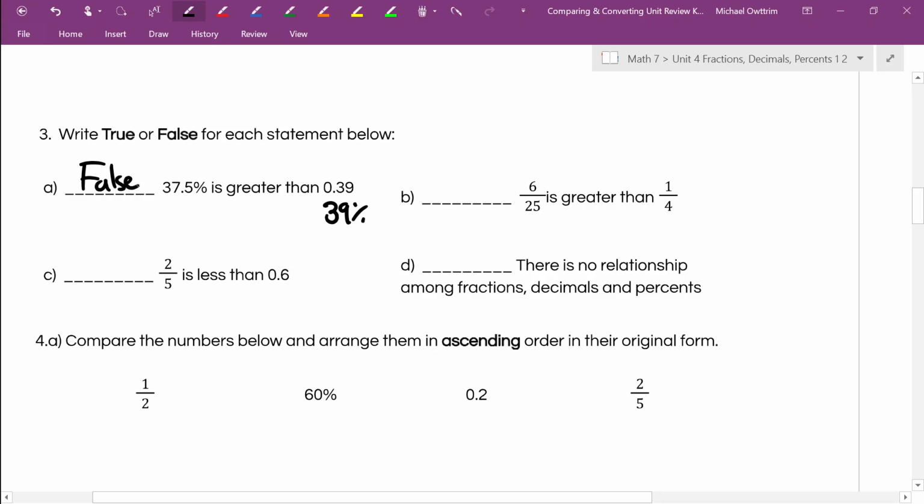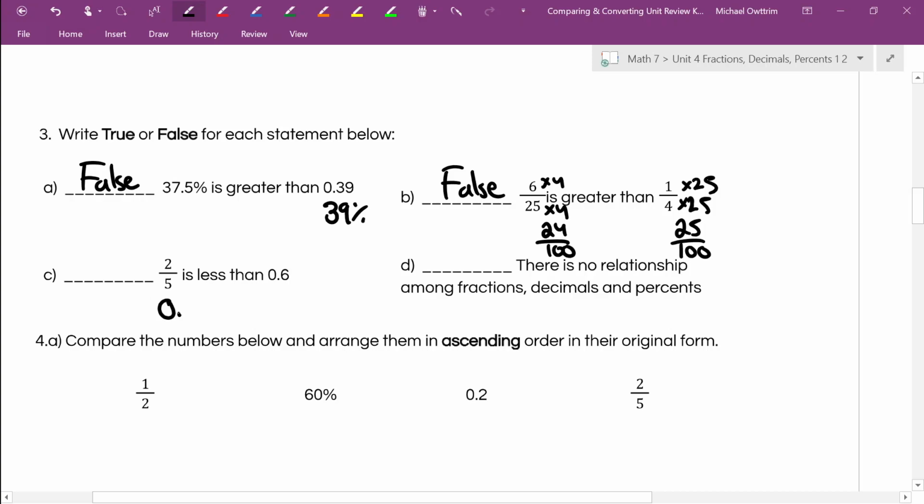Okay. 6/25 is greater than 1 over 4. Well, let's go ahead and make a common denominator to compare those. We get 24 over 100 for this one, and we get 25 over 100 for that one. Obviously 25 over 100 is greater than 24 over 100, so this one is false as well.